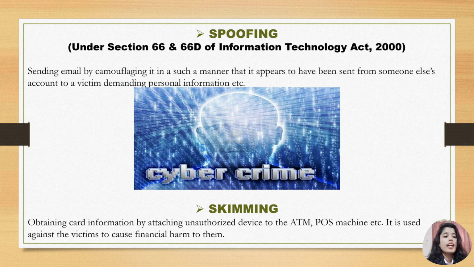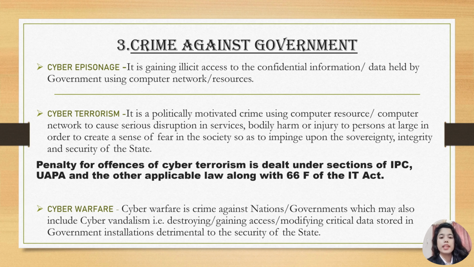Skimming: obtaining card information by attaching an unauthorized device to the ATM, POS machine, etc. It is used against victims to cause financial harm. Let's study crime against government. Cyber espionage is gaining illicit access to the confidential information or data held by government using computer network or resources.